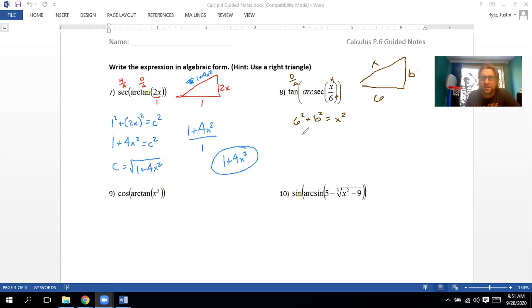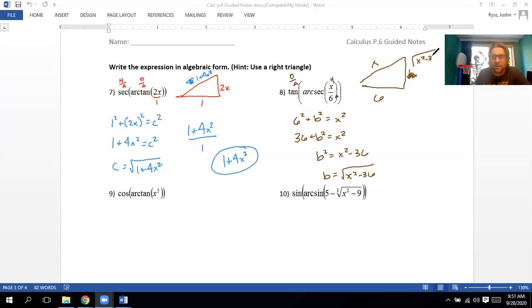We're going to get the b by itself. So that's 36 plus b squared equals x squared. We subtract the 36, so x squared minus 36, and then take the square root of that. We just leave it as it is because you cannot simplify that at all: the square root of x squared minus 36. The tangent is opposite, radical x squared minus 36, over adjacent 6, and that does not simplify. We can't break anything outside of the radical here. 6 doesn't distribute through there or anything, so we just call it a day with that one.